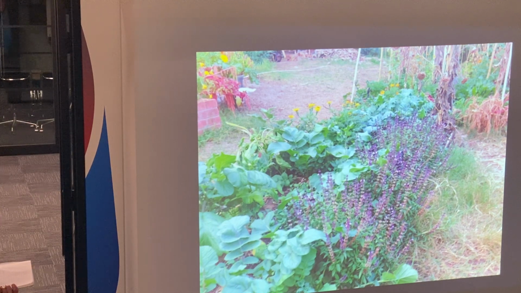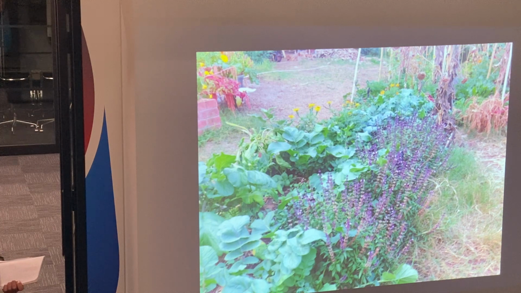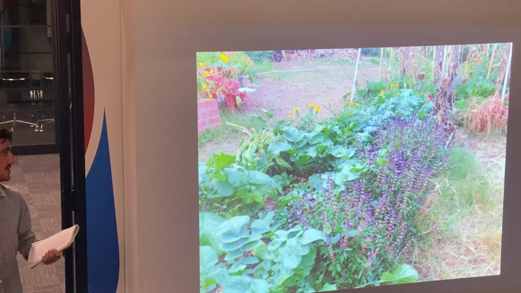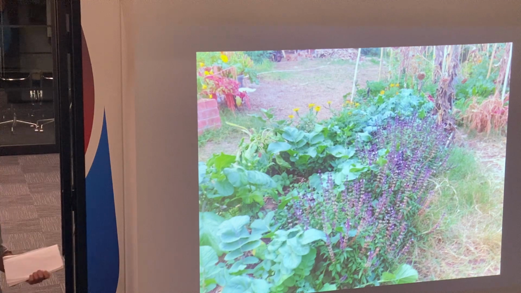Alright, so that's just a few examples of the gardens, the way they look. As you can see, they're very diverse, there's lots of biodiversity and lots of elements that are working together. Fruit trees, bees, animals like chickens, herbs, and vegetables.